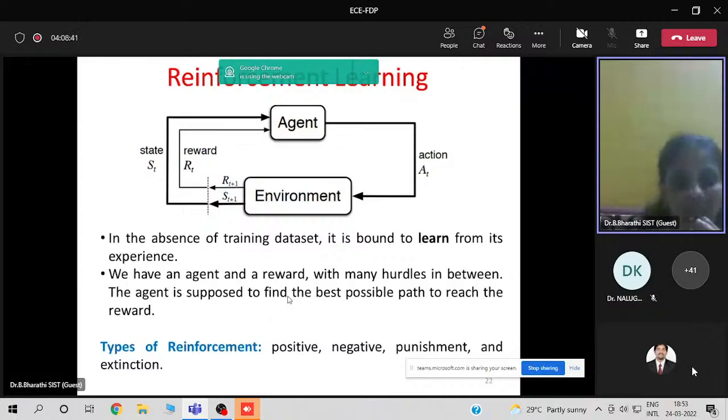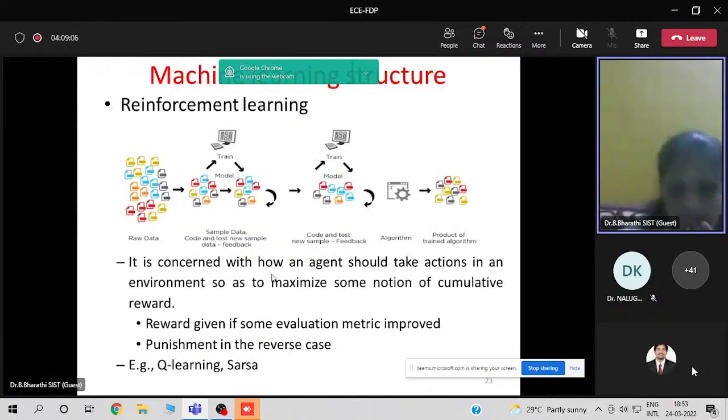Even after a lot of iterations, there are possibilities that the system ends up in a situation where there is no considerable change in the output. This is called extinction learning. Whenever we work in the field of reinforcement learning, because extinction learning is possible, there is very little improvement or progress happening. This is the diagrammatic or schematic representation of reinforcement learning.